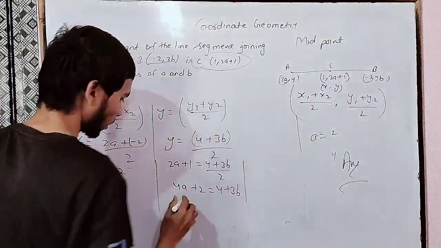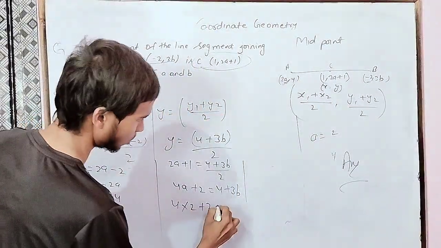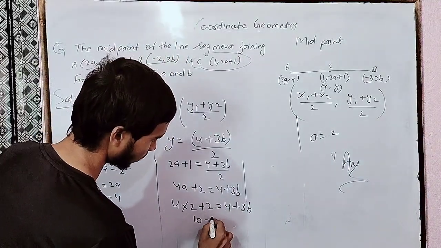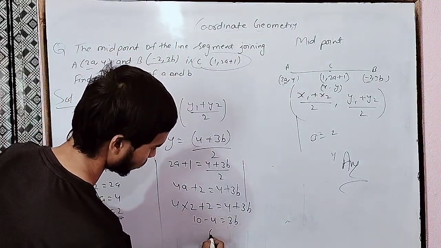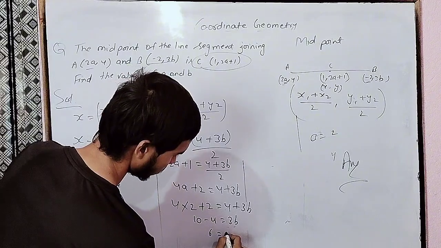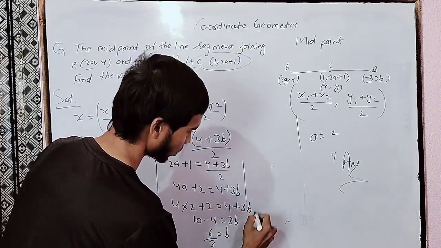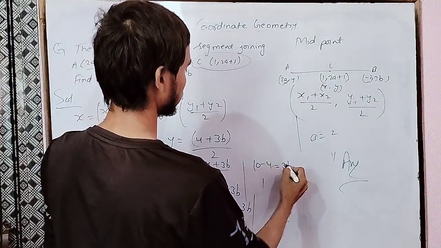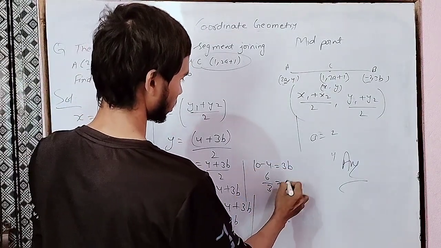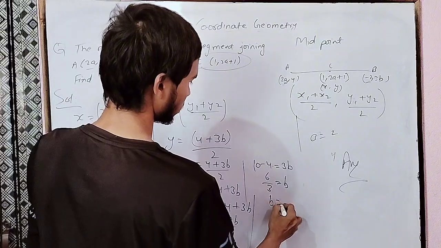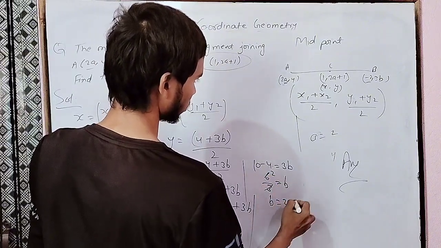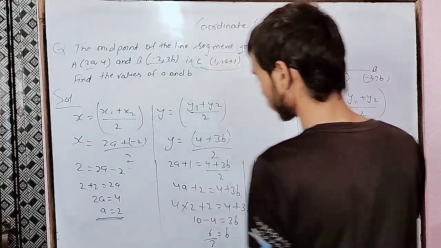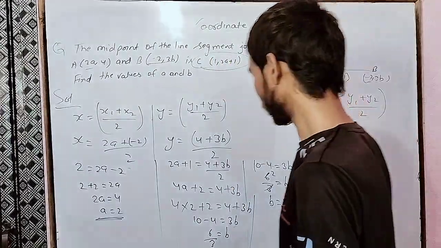So here, 4 multiplied by 2 is 8, and 4 plus 3b. 8 minus 4, 10 minus 4 is 3b, so 6 upon 3 is equal to b. b is 2 and a is also 2. Finally, a is 2 and b is 2.